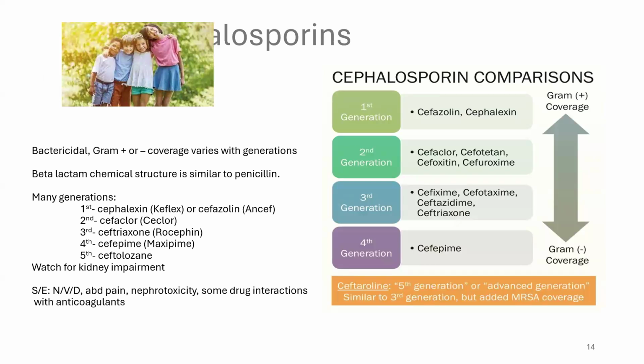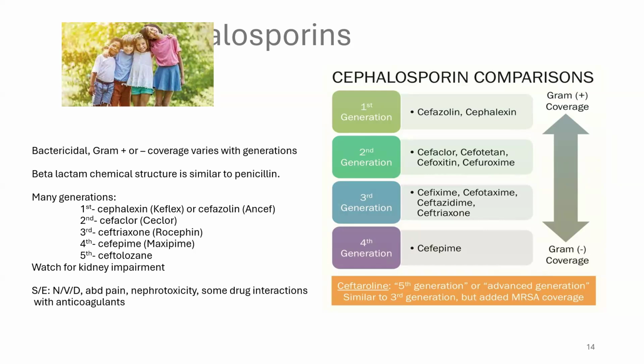Cephalosporins, then, these usually start with CEF or CEPH. There are many generations of these. I have 5 generations listed here, and these have changed in coverage. So depending on what bug we're covering, depends on which antibiotic we will give from which of these generations. And I have some of the examples listed over here to the right. You want to watch out for kidney impairment with these, especially in someone who has a known kidney disease? And some of the side effects are listed up there as well.